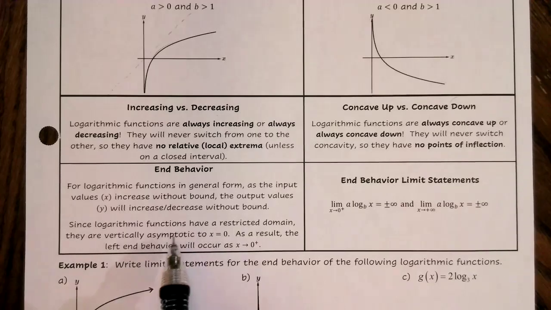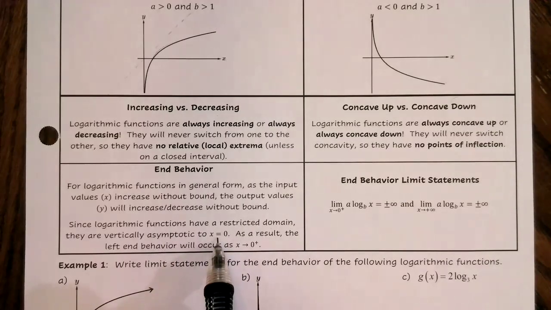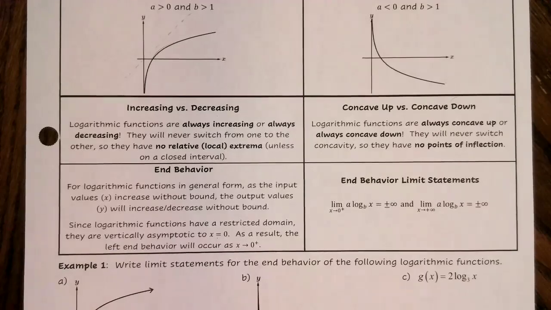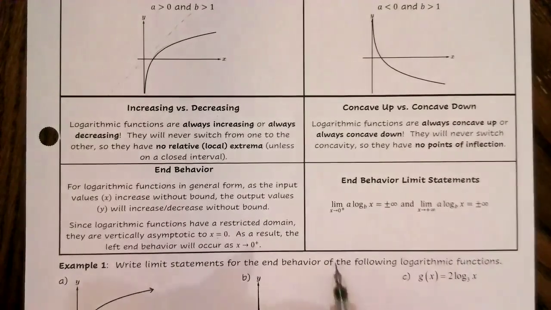Now, since logarithmic functions have a restricted domain, and we've got that vertical asymptote at x equals 0, then the left end behavior will occur when x is approaching 0 from the positive side or the right. So we will be going back to some of that other limit notation that we've used. Here's an example of one of the limit statements.